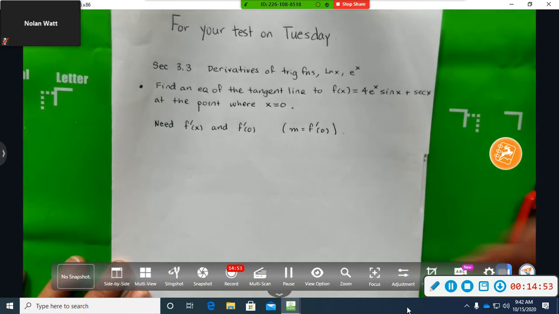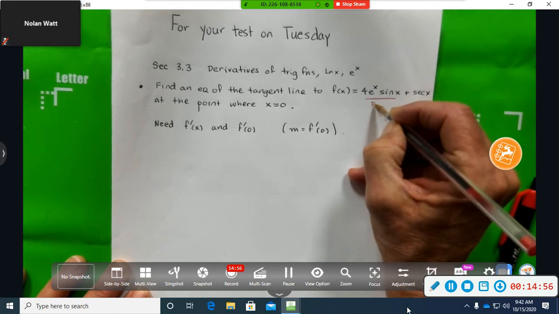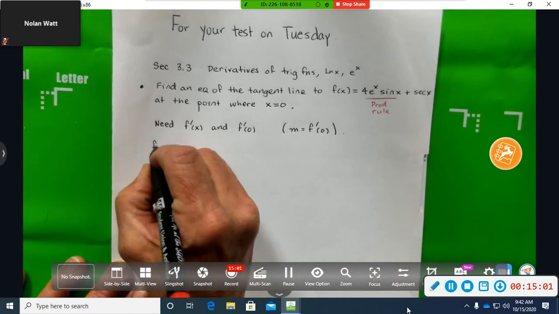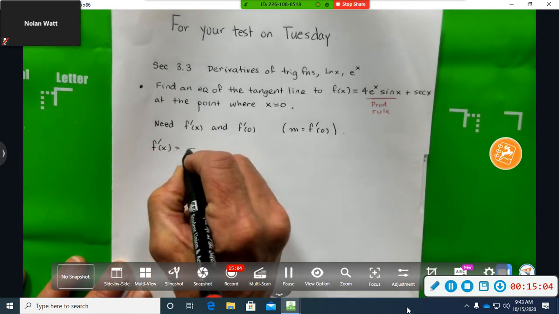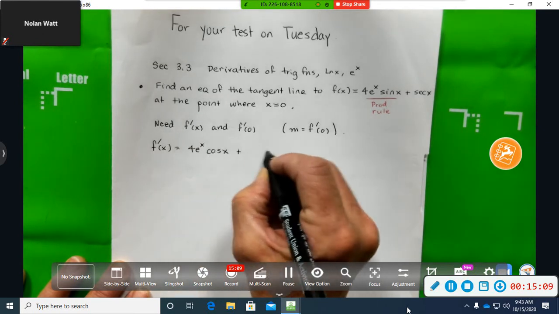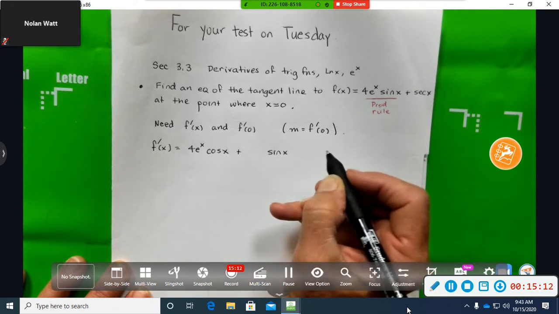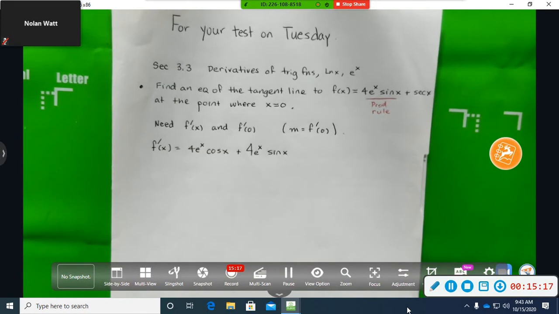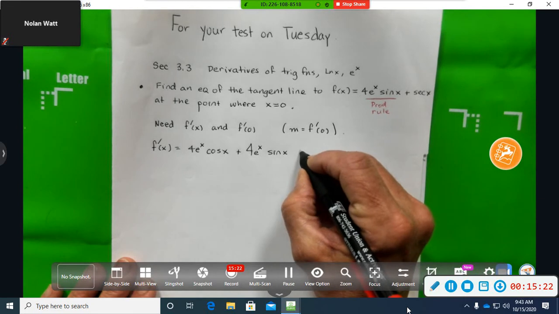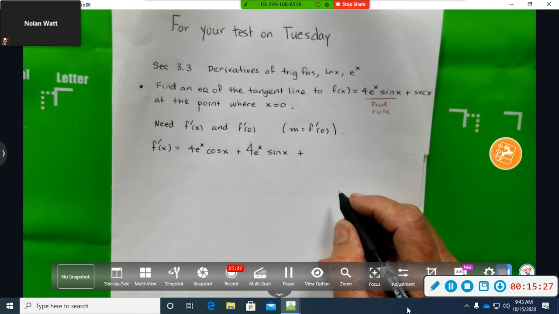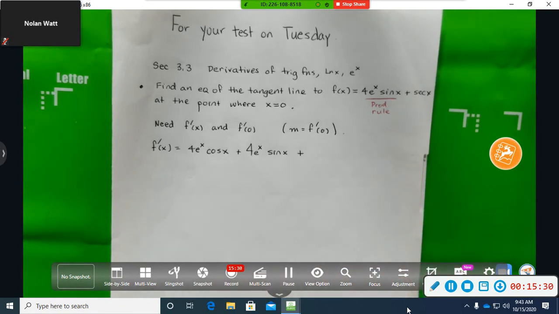So we've got a product rule action going on here. When I take the product rule on that bit, here's the first times the derivative of the second plus the second times the derivative of the first. Derivative of e to the x is e to the x. Derivative of sine of x is cosine of x. And now I'm going down here and taking the derivative of the secant. Did you remember that derivative? Secant x tan x.